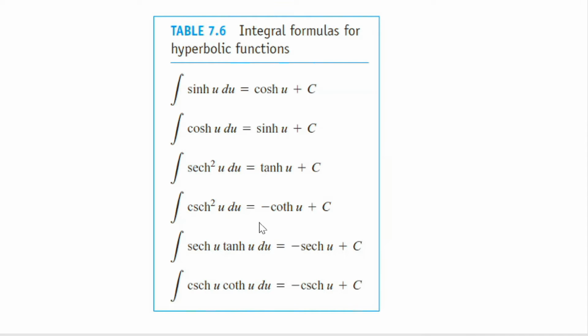And number four, we have the integral of the square of the hyperbolic cosecant u du is equal to the negative hyperbolic cotangent of u plus a constant. And number five, the integral of the hyperbolic secant of u times hyperbolic tangent of u du is equal to the negative hyperbolic secant of u plus a constant. And number six, the last formula, we have the integral of hyperbolic cosecant of u times hyperbolic cotangent of u du is equal to the negative hyperbolic cosecant of u plus a constant. So we will try to memorize and familiarize this formula as we go on with our exercises.